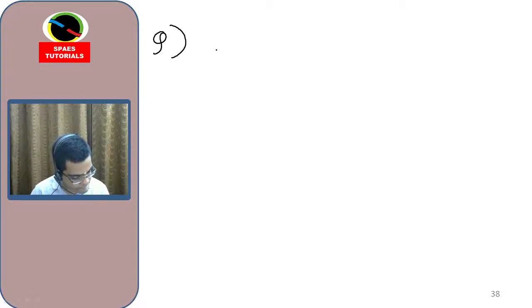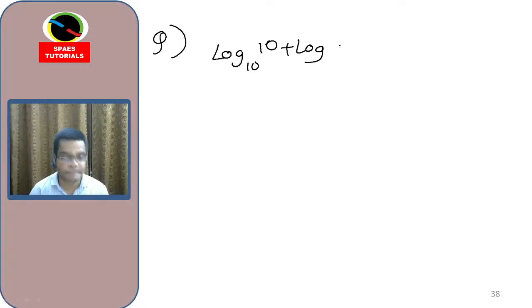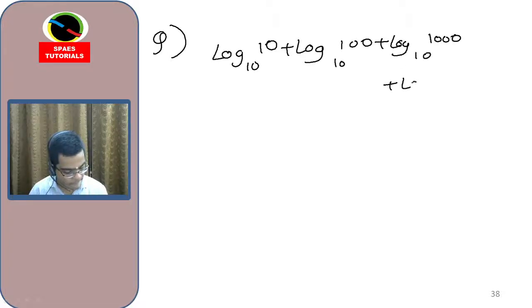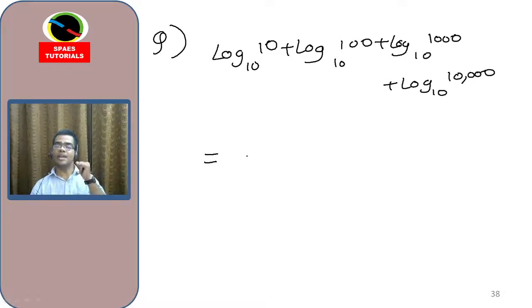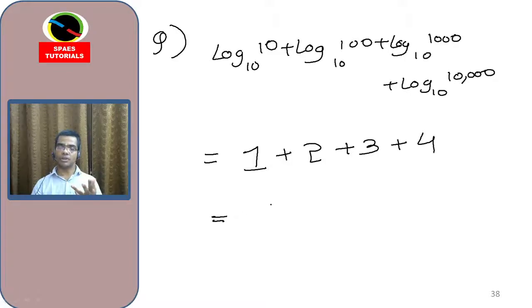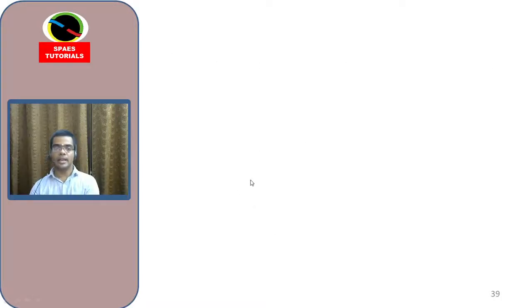Yeah, we will try to do this one question. Log 10 base 10 plus log 100 base 10 plus log 1000 base 10 plus log 10,000 base 10. Okay, 10 power how much is going to become 10? 1. 10 power how much is going to become 100? 2. 10 power how much is going to become 1000? 3. 10 power how much is 10,000? 4. So 1 plus 2 plus 3 plus 4, it is going to become 10. So the answer is clear. Next question.